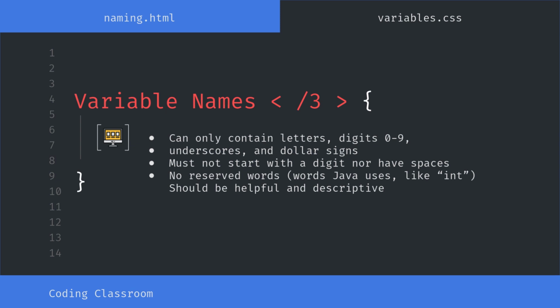Instead of naming a variable x, use something like userAge or totalCost. This makes your code much easier to understand. Good variable names help you and others who read your code understand what the variables represent, making your programs easier to maintain and debug.